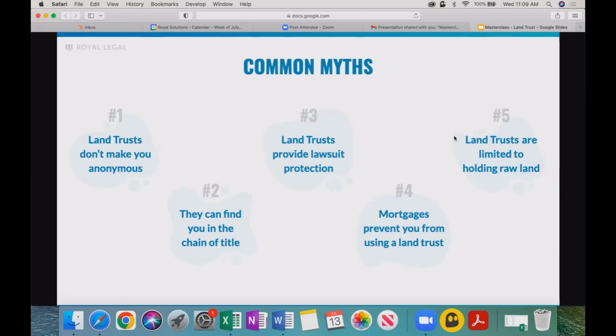Mortgages prevent you from using a land trust. Again, not true. The Garn-St. Germain Act does specify several exceptions to due on sale clause violations, one of which is if you transfer from yourself to a revocable trust where you are the trustee and you are the beneficiary. And the key here is you still are the beneficiary technically if you have a wholly owned LLC. There's an exception there.